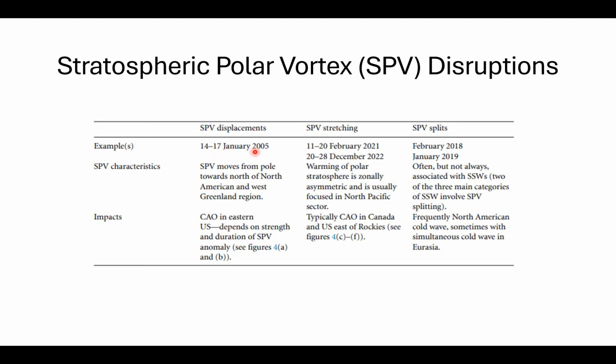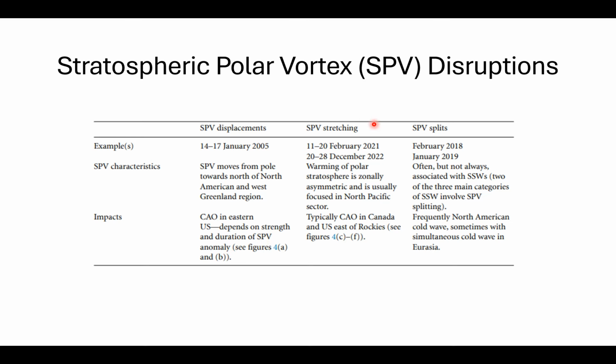So let's just start off here on the left with the displacements of the vortex. 14 to 17 January in 2005, we had a stratospheric polar vortex displacement where the polar vortex moved from the pole towards north of North America and West Greenland region. And the impacts on the displacement as that vortex moved off the pole, CAO is cold air outbreak in eastern U.S., and it really depends on the strength and duration of this anomaly.